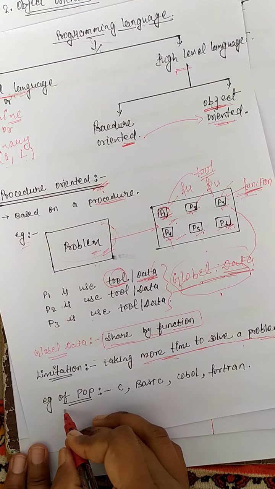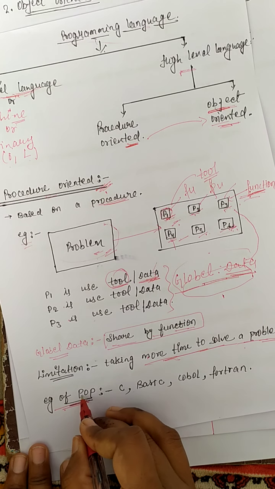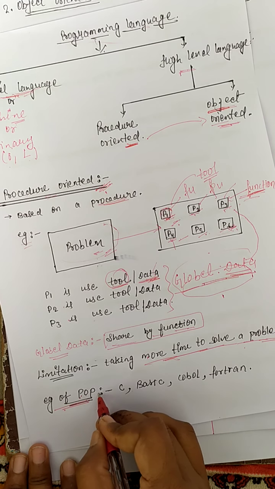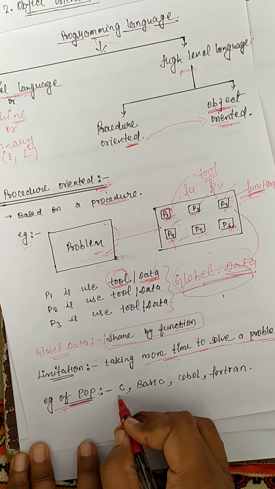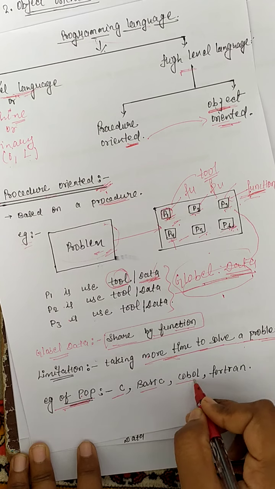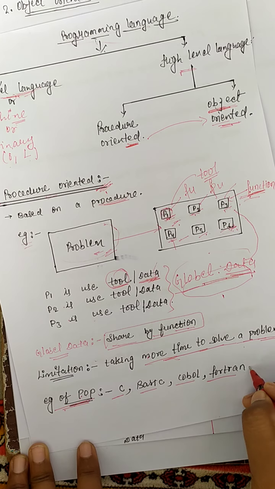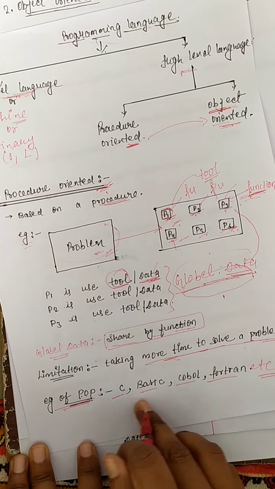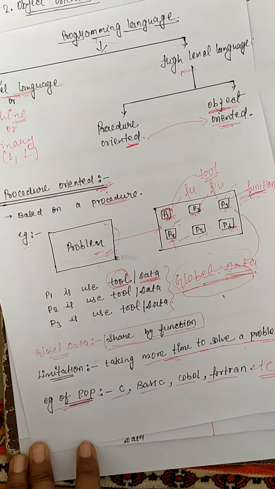But first we discuss the examples of POP. POP means procedure oriented programming. Examples of POP: C, C++, Basic, COBOL or Fortran, etc. These are the examples of POP.